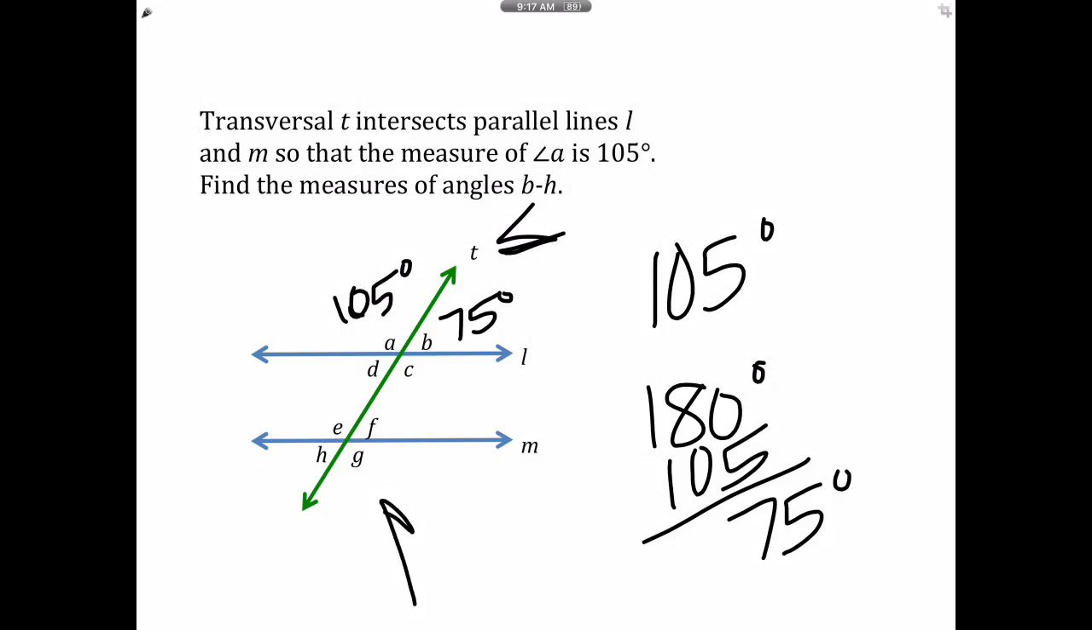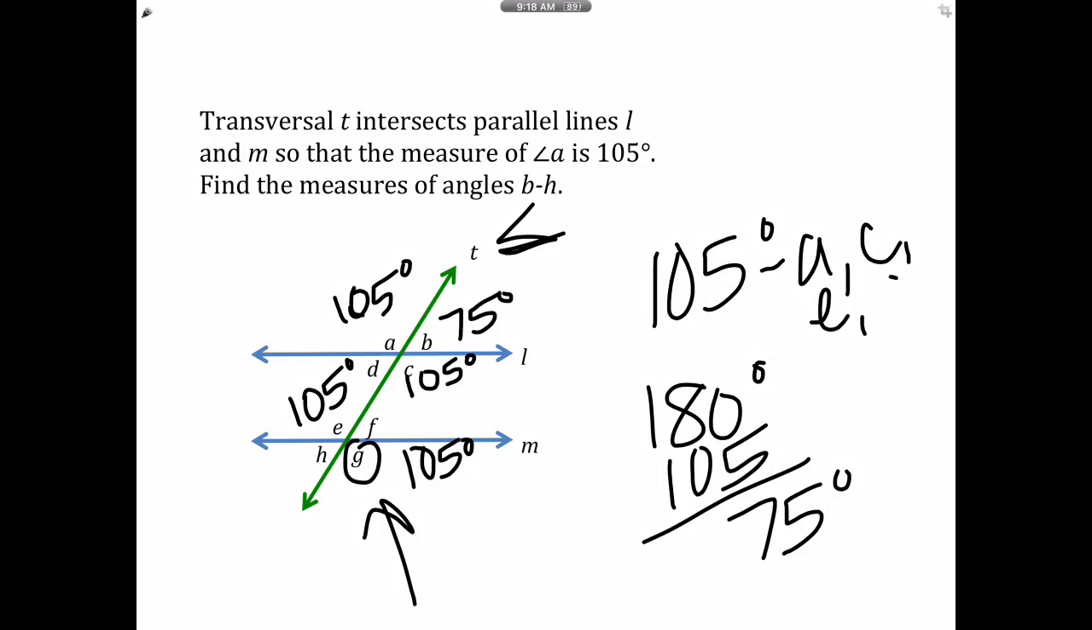Now you are going to notice that any angles that are exactly facing each other, even if they are all the way down on that line, are going to be the same measure. So angle A is facing angle C, which is also 105 degrees. Angle A is also facing angle G, which is 105 degrees. Angle G is facing angle E, which is 105 degrees. So you have 4 angles that are 105: angle A, angle C, angle E, and angle G.